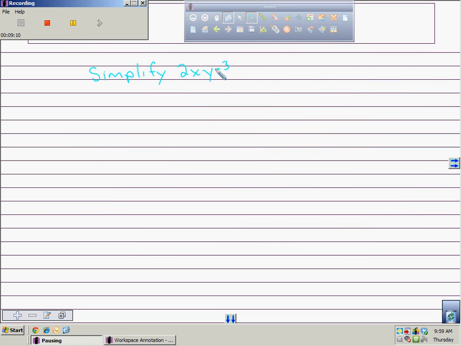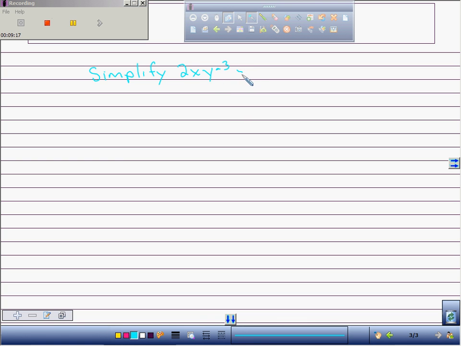All right. So if you see something like this, what they want you to do when they say simplify is write it without any negative exponents. Anyone know how to do that? What could I do with that y? Bring it downstairs and make it positive. That's what it means by simplify.